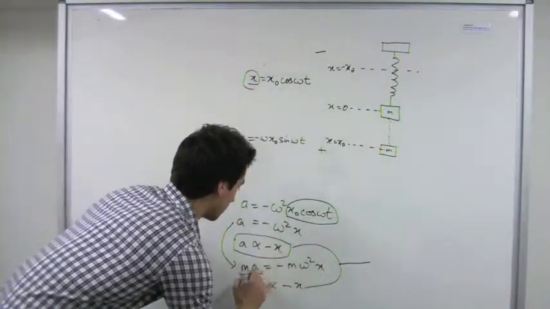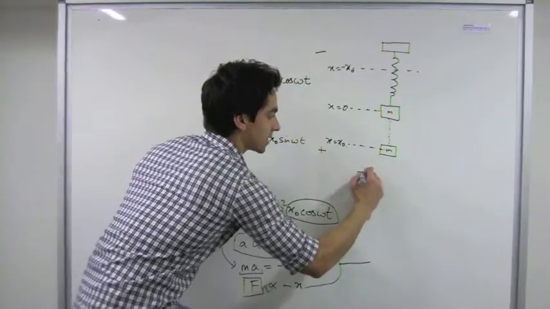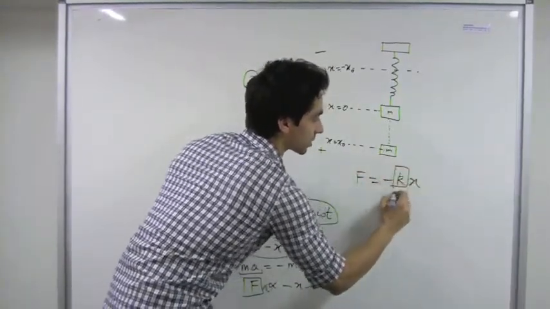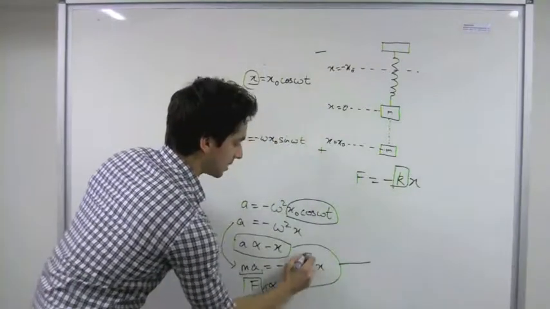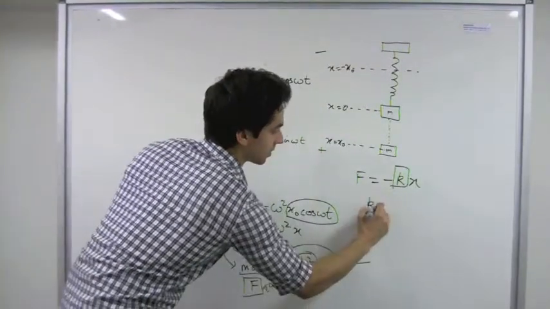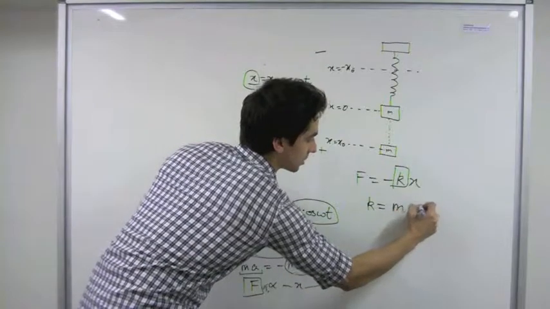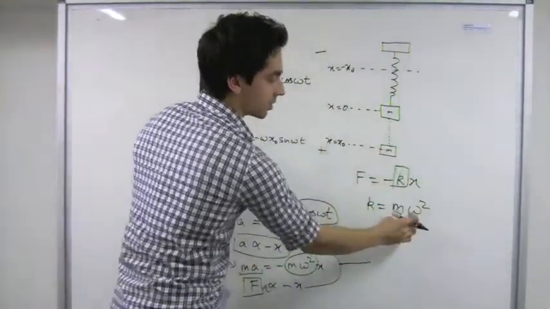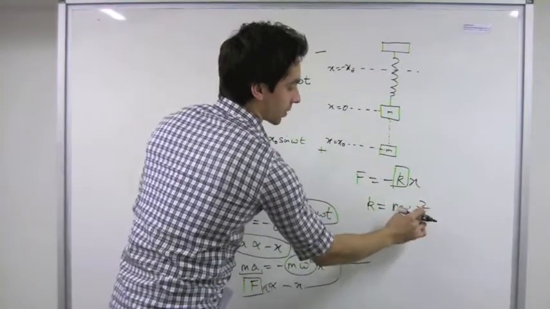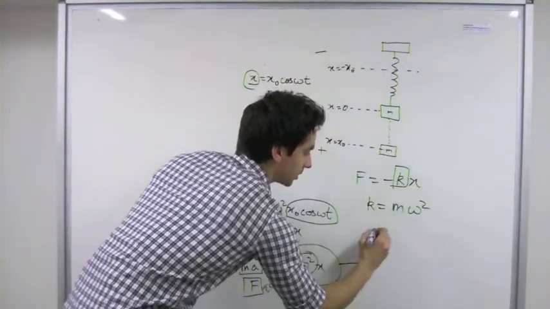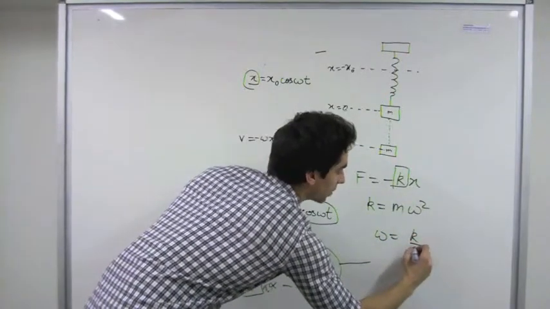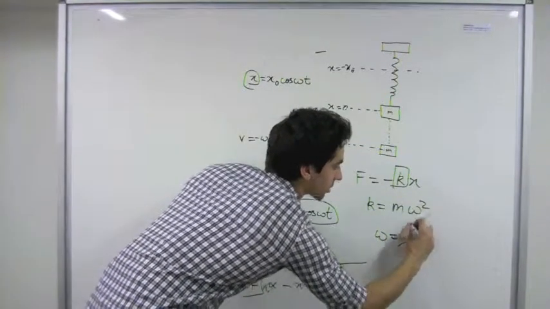In a spring, force is given as minus kx, where k is the spring constant. From here we can see that k is the same as this constant here, m being the mass of the object being oscillated with the angular frequency of the spring. So from here you can calculate the angular frequency of the spring given its spring constant.